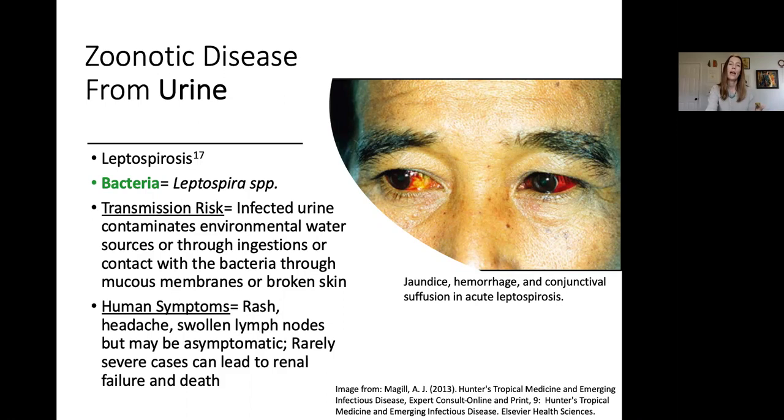And as they do that, they are marking territory and picking it up on their own paws. And so they can spread it very easily that way. Other animals, such as dogs, can also be infected with leptospirosis. So again, not just going to throw it on one animal here.